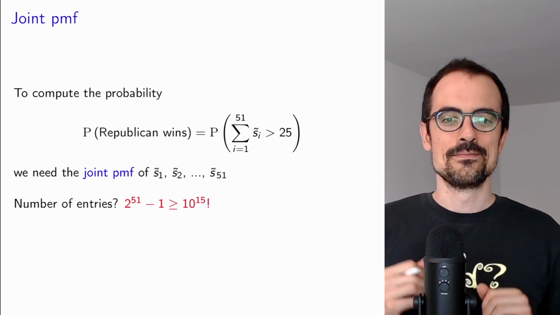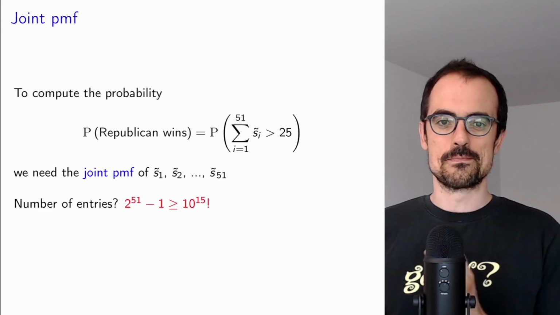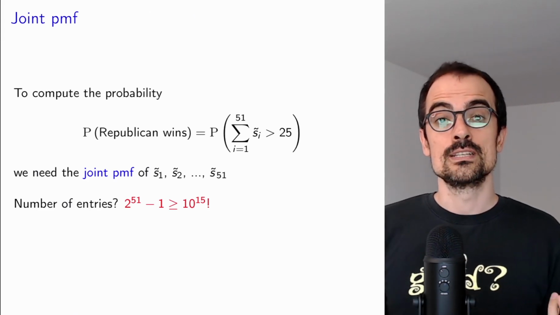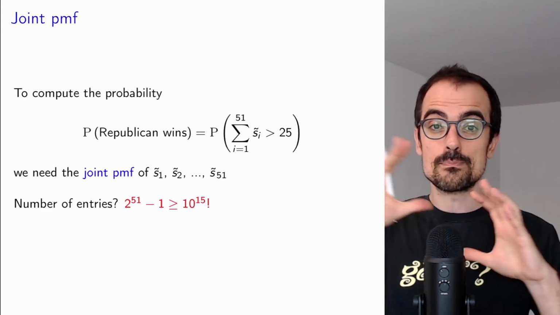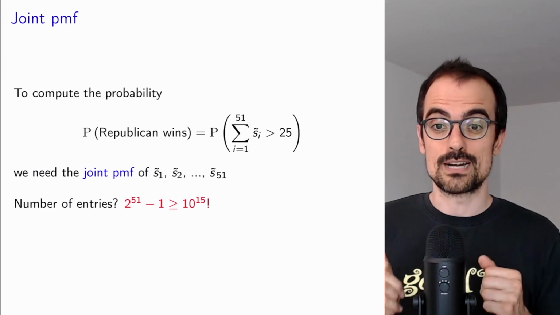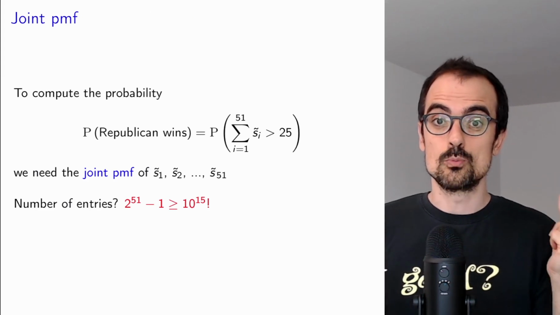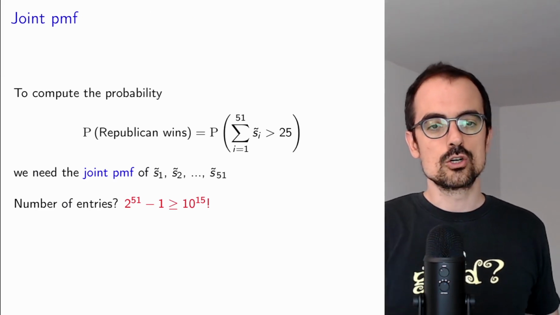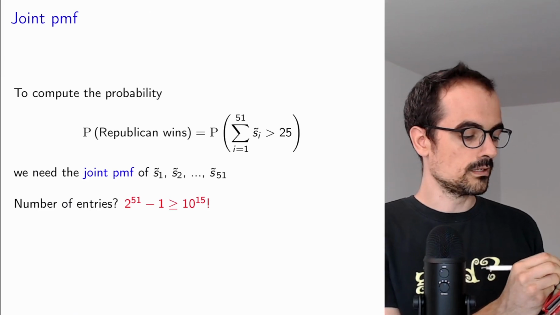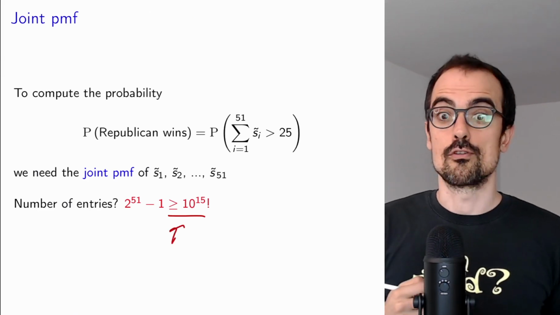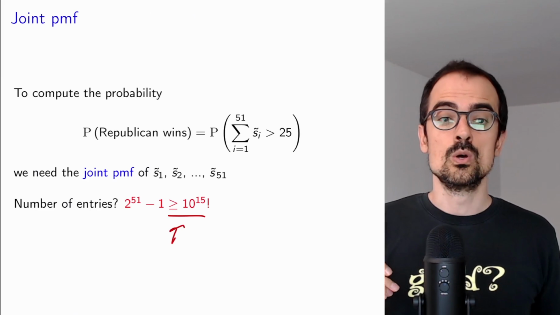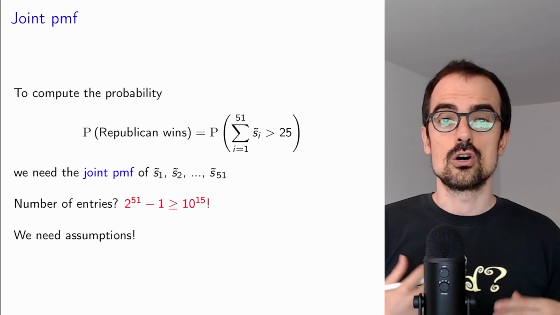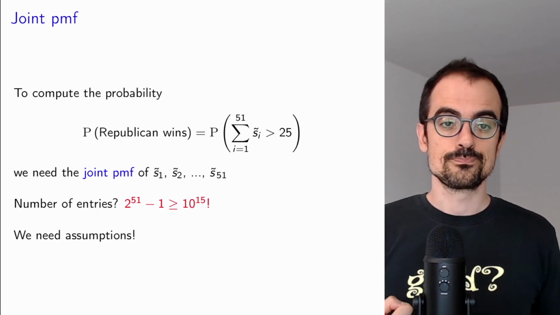In any case, this is going to be 2 to the 51 minus 1, which is greater than 10 to the 15. In other words, if we want to estimate every possible dependency between 51 random variables, even if they just can have 2 possible values, that explodes exponentially. We're never going to be able to estimate all of these parameters from data. That's absolutely impossible. We need to make some independence assumptions. This is an instance of the curse of dimensionality.